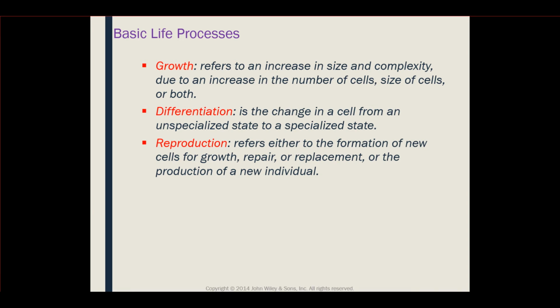The fourth one is going to be growth. So now this refers to an increase in the size and complexity. Now this could be due to an increase in the number of cells, right? When we have cellular division and we make more cells, or it could be the cell is just getting bigger, right? Or it could even be a combination of both, right? So that would be growth.